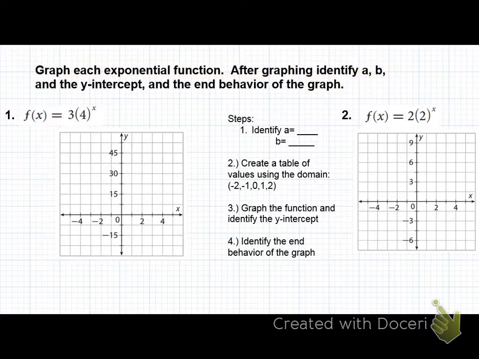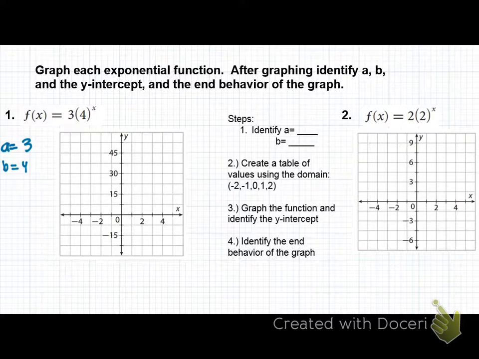Okay, we've got f of x is equal to 3 times 4 to the x power. The first thing we want to do is identify A and B. In this case, A is equal to 3, B is equal to 4. And B, remember, is our ratio, right? This thing's going to go up by 4. 4 times 4 is? 16 times 4 is? 64. 64 times 4 is 256, okay? You see how it gets bigger? So it goes pretty quickly. Exponential growth. Very quick growth, okay?